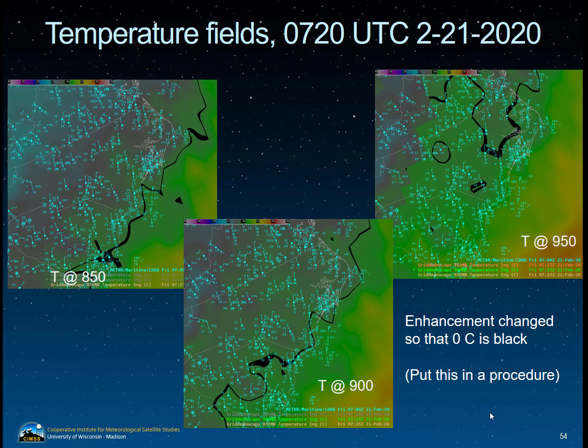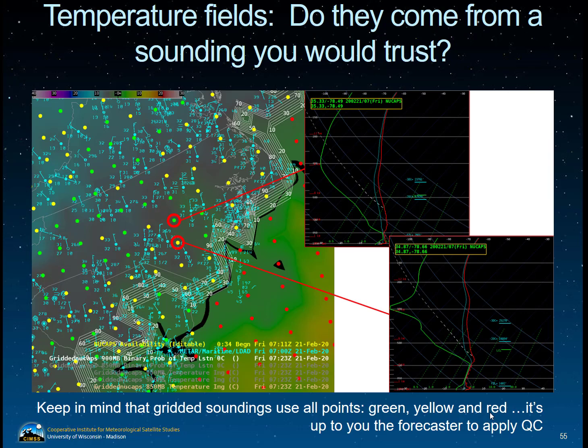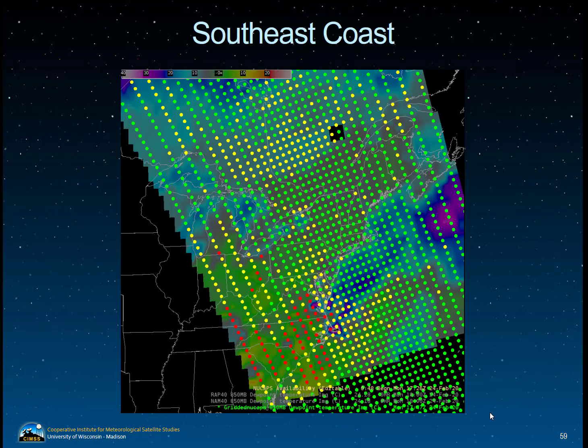I've changed the default enhancement here so that 0 Celsius is black. I put this in a procedure so it's easy to call up. I suggest you do something similar. This was great for determining where exactly the rain or snow might have occurred on this day. Keep in mind that the gridded soundings use all the points, the green, the yellow, and the red. It's up to you, the forecaster, to do some quality control on that.